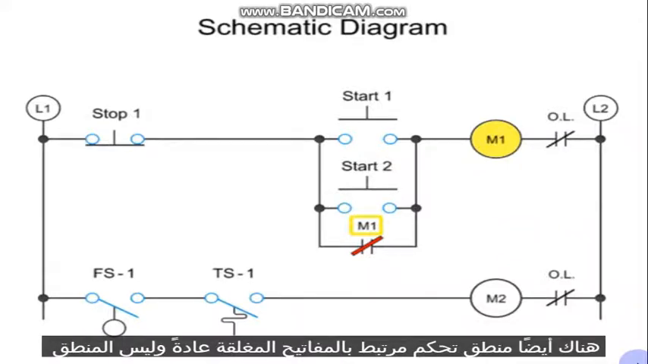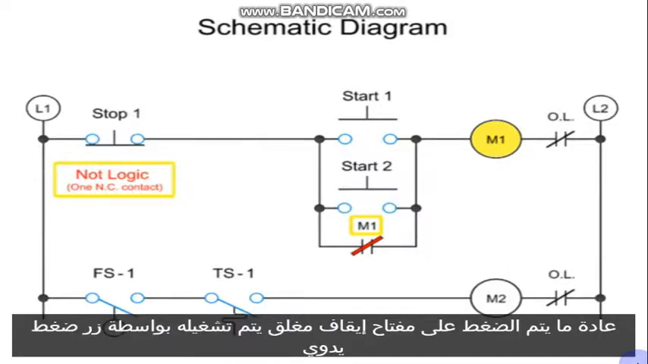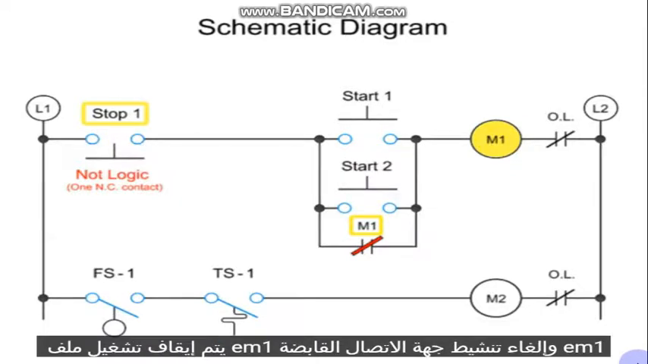There is also control logic associated with normally closed switches. NOT logic occurs when there is a single normally closed switch in a circuit. Thus, when the normally closed switch, stop 1, operated by a manual push button, is pressed, the M1 coil is shut off, and the M1 holding contact is deactivated.